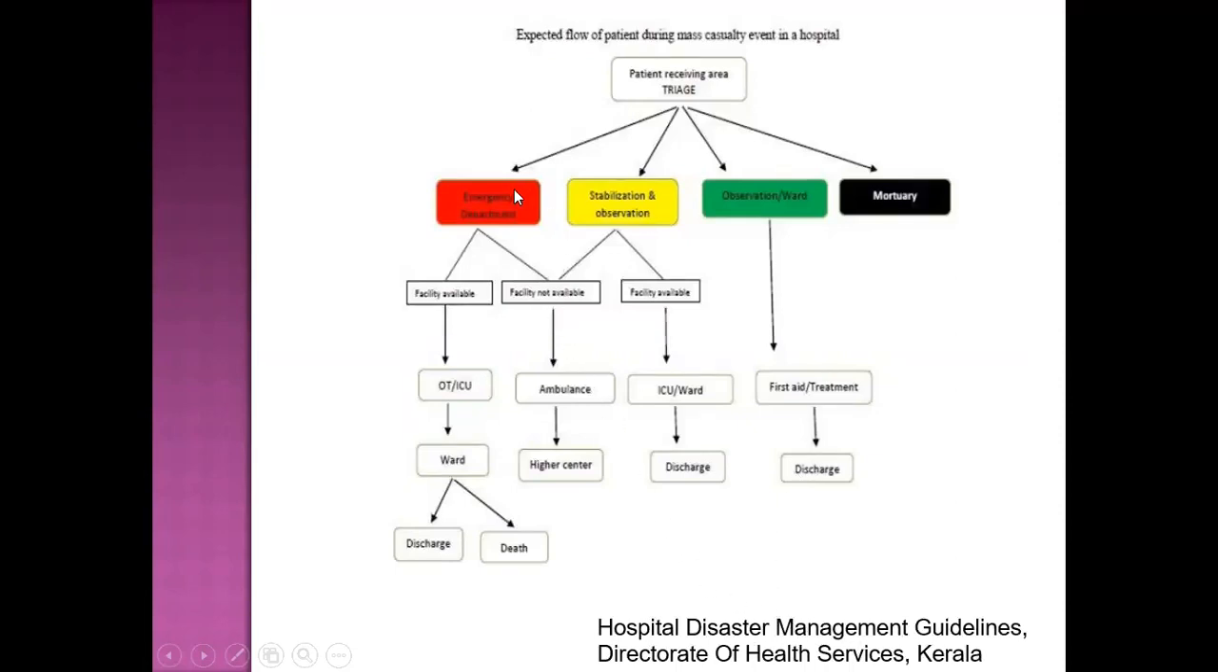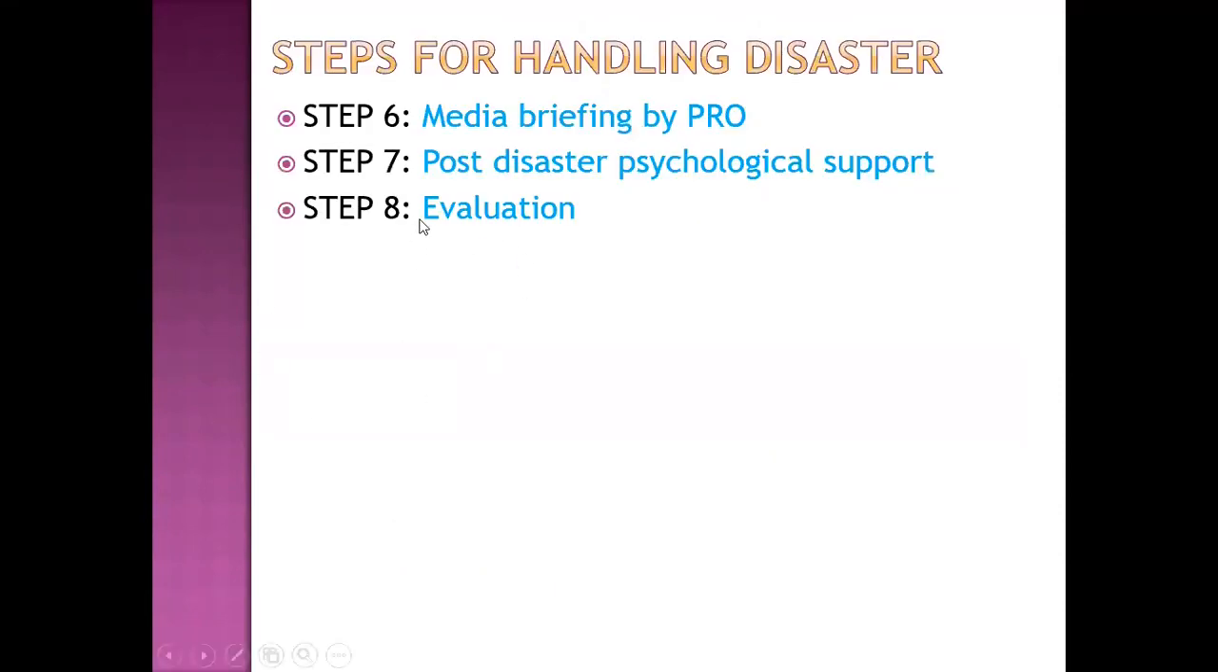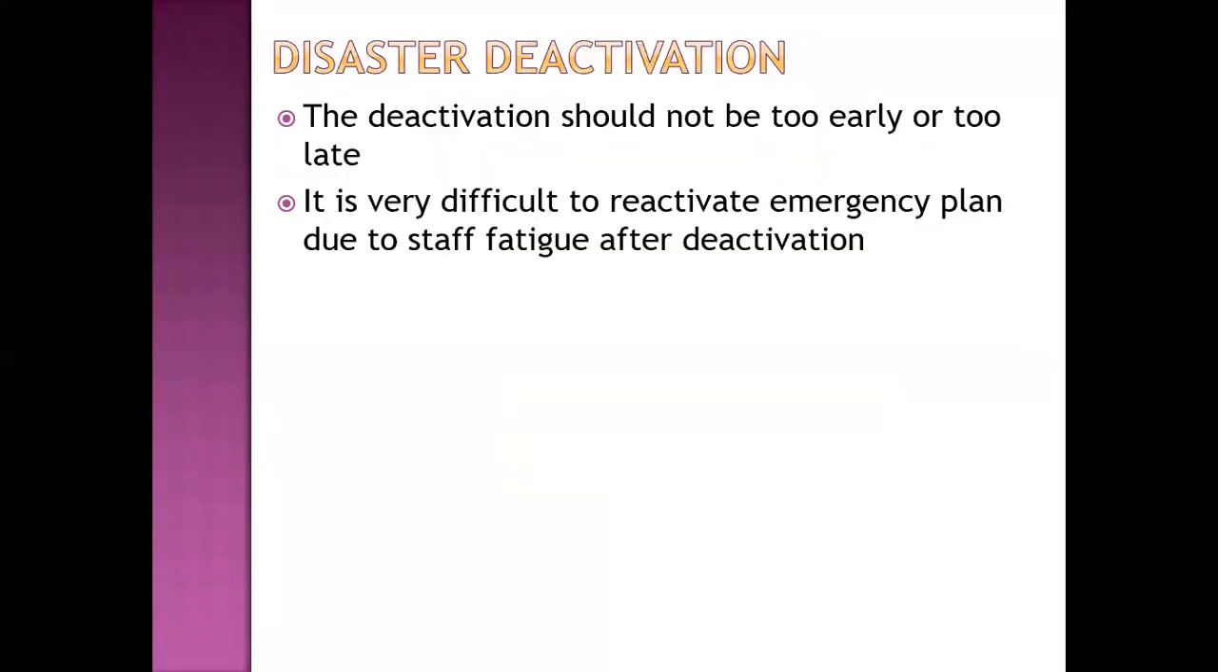So these are the various categories of casualties, and this is the flow chart showing either the referral, if services are not available in our hospital, or discharge of the patient, or death of the patient. The next steps include media briefing by public relation officers, then post-disaster psychological support, and evaluation of our efforts. Then deactivation. Deactivation should not be too early or too late, because it is very difficult to reactivate the emergency plan after deactivation due to staff fatigue.